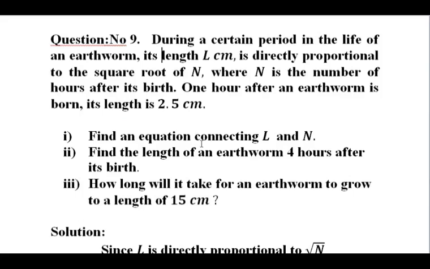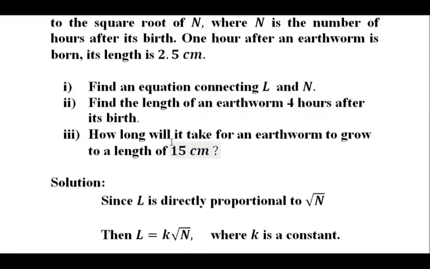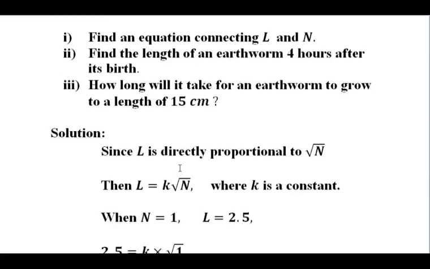Question number 9. During a certain period in the life of an earthworm, its length L centimeter is directly proportional to the square root of n, where n is the number of hours after its birth. 1 hour after an earthworm is born, its length is 2.5 centimeter. Find an equation connecting L and n. Find the length of an earthworm 4 hours after its birth. How long will it take for an earthworm to grow to a length of 15 centimeter?